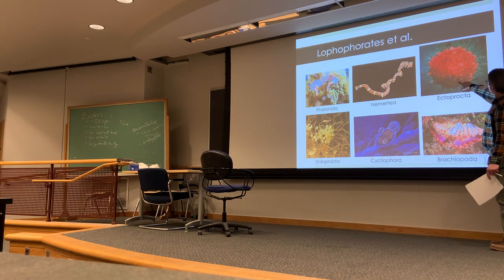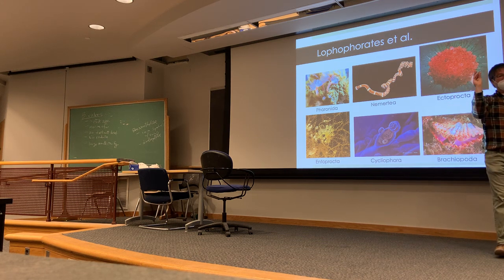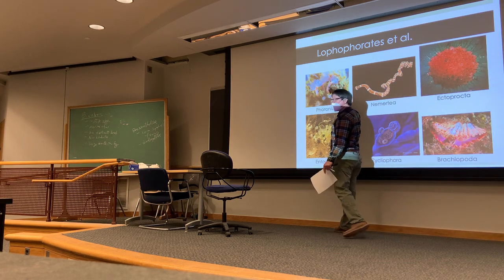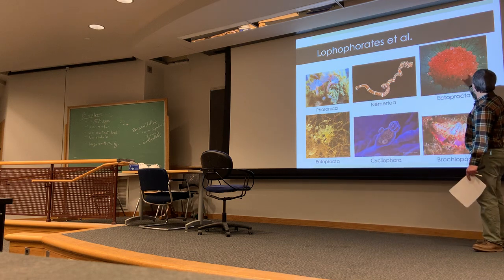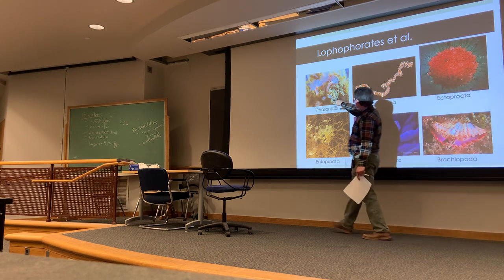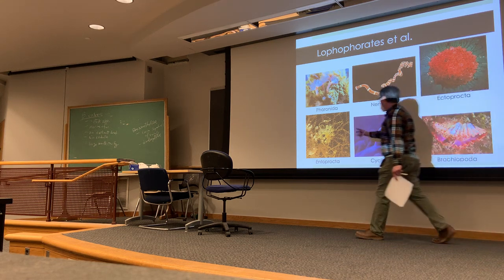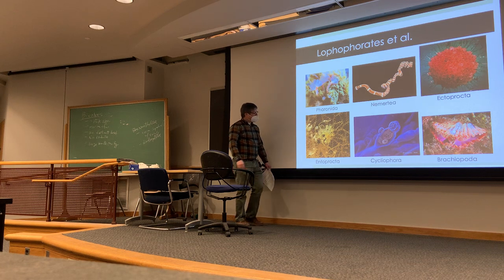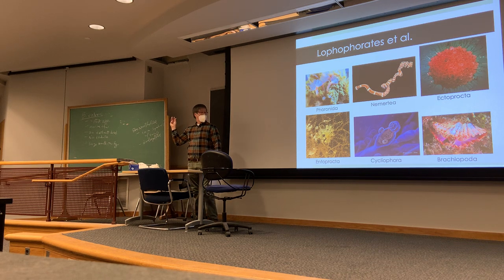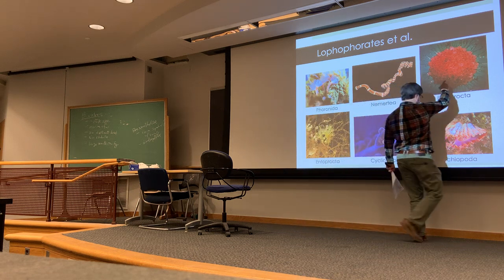Ectoprocs, this is kind of a bad image because it doesn't show the feeding structures, but this is a colony made up of individual zooids, each with a lophophore, one of these feeding organs, a crown of tentacles in each of the individuals. So these are individual specimens. This is a colony of individuals. Ectoprocs are another group that have these feeding tentacles surrounding the mouth.